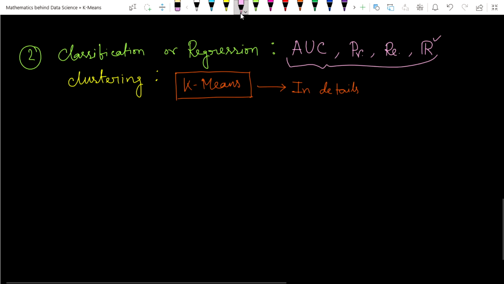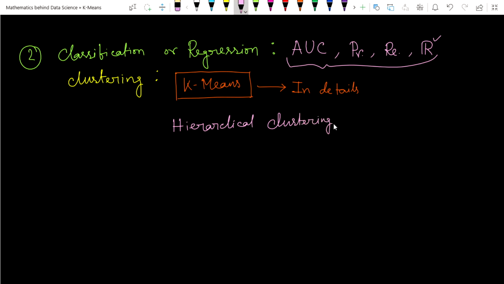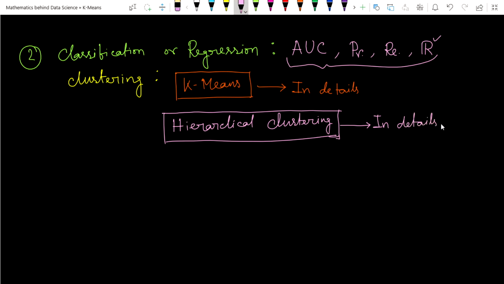The second concept that we will learn is the hierarchical clustering technique. We will also learn this in detail, with examples. The third that we are going to learn is the DBSCAN technique. Mainly these three clustering techniques are mostly used in real-world data.